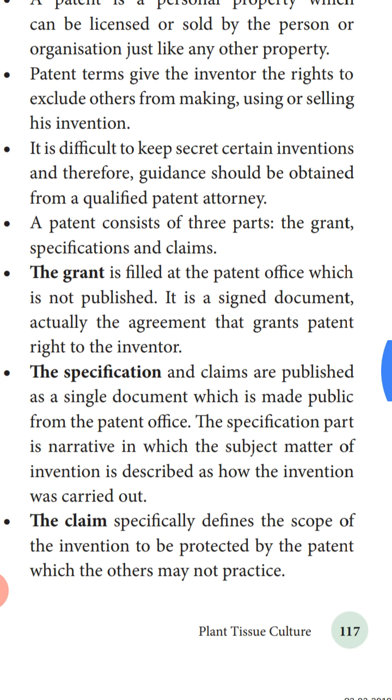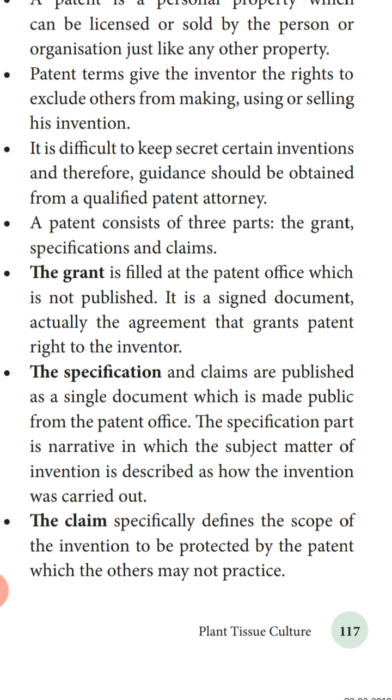Next is the specification and claims. Specification and claims are published as a single document. So specification and claims are published, which is made public from the patent office. The specification part is narrative, in which the subject matter of the invention is described and how the invention was carried out. So here the specification deals with the explanation of what research is done, how it is being done, and what is the purpose of doing that research.